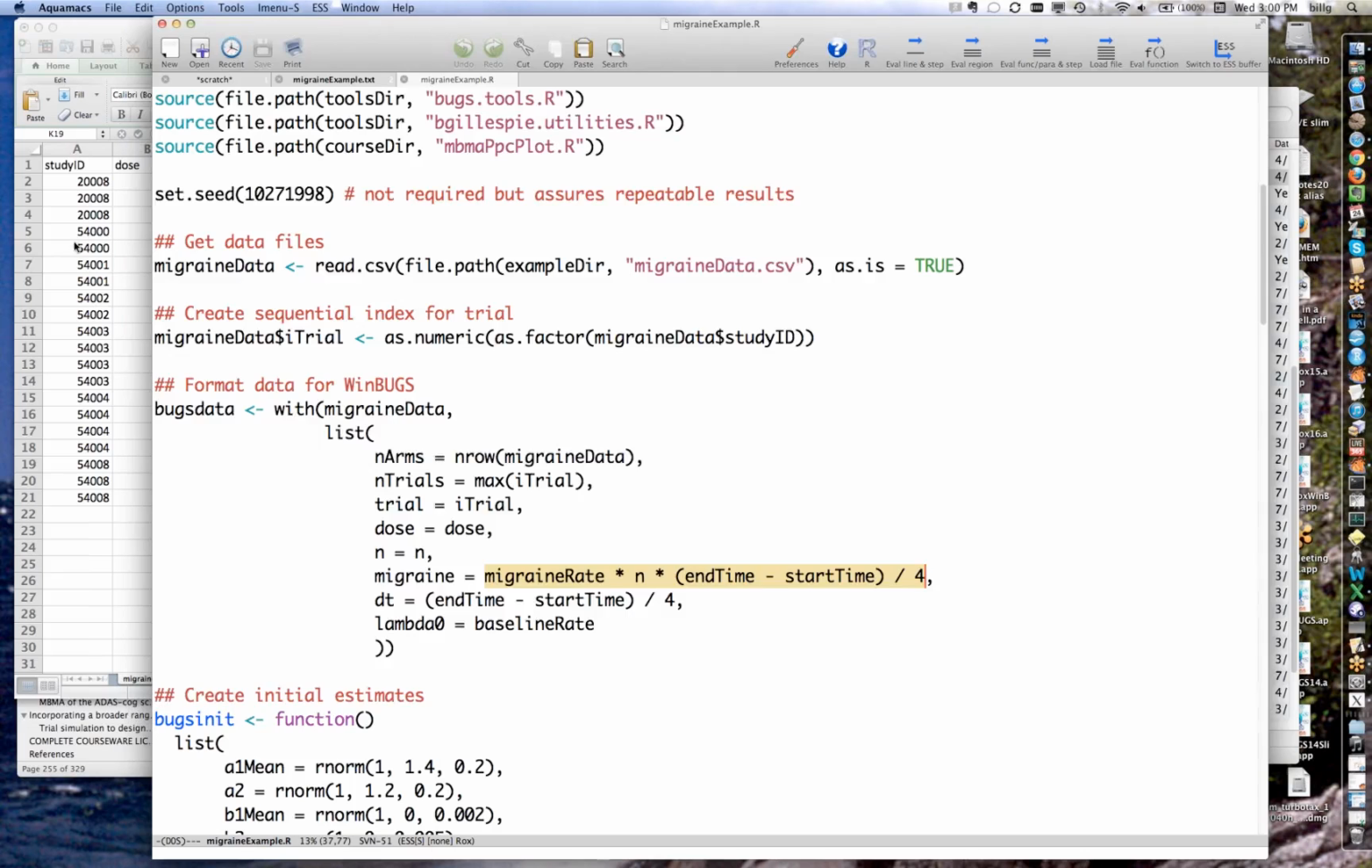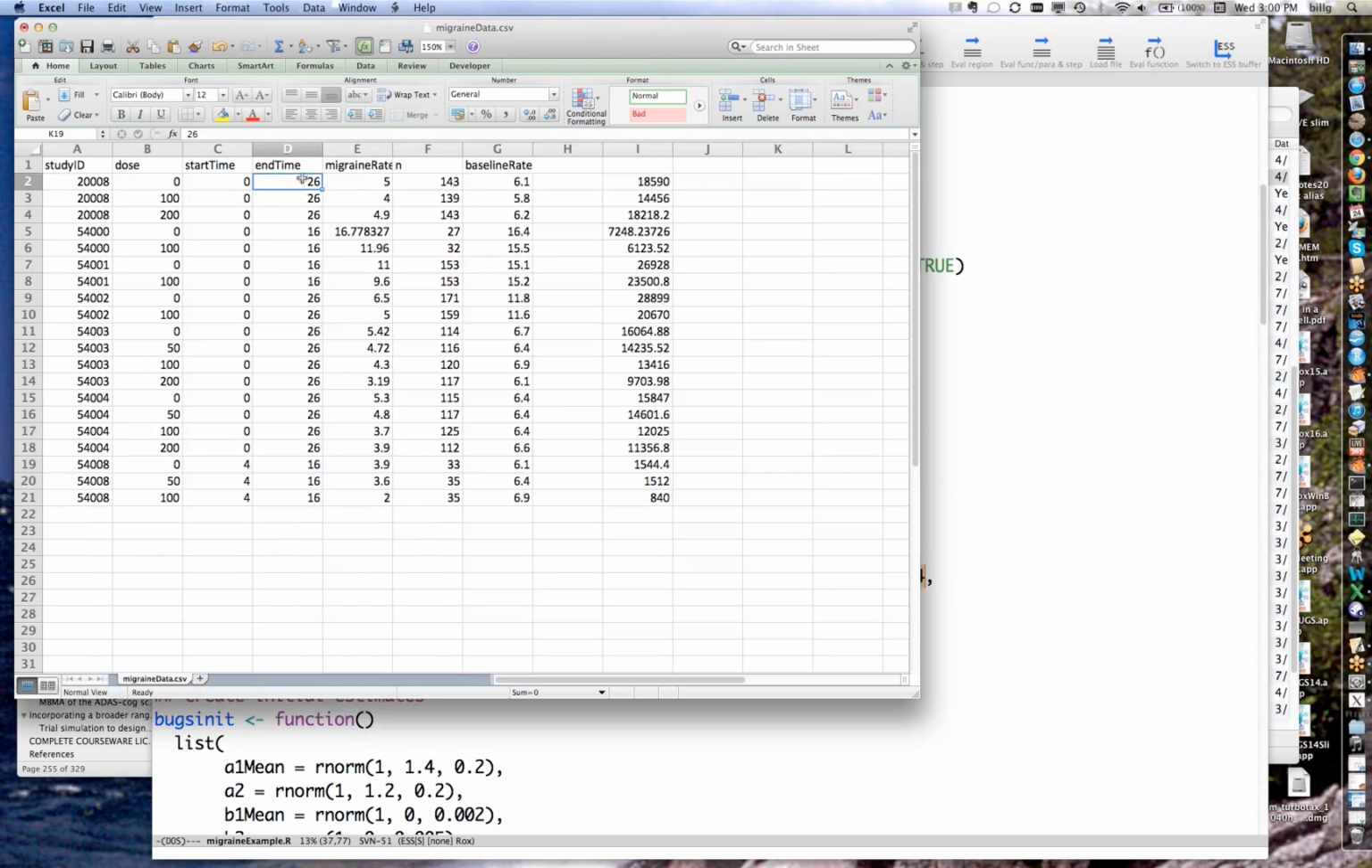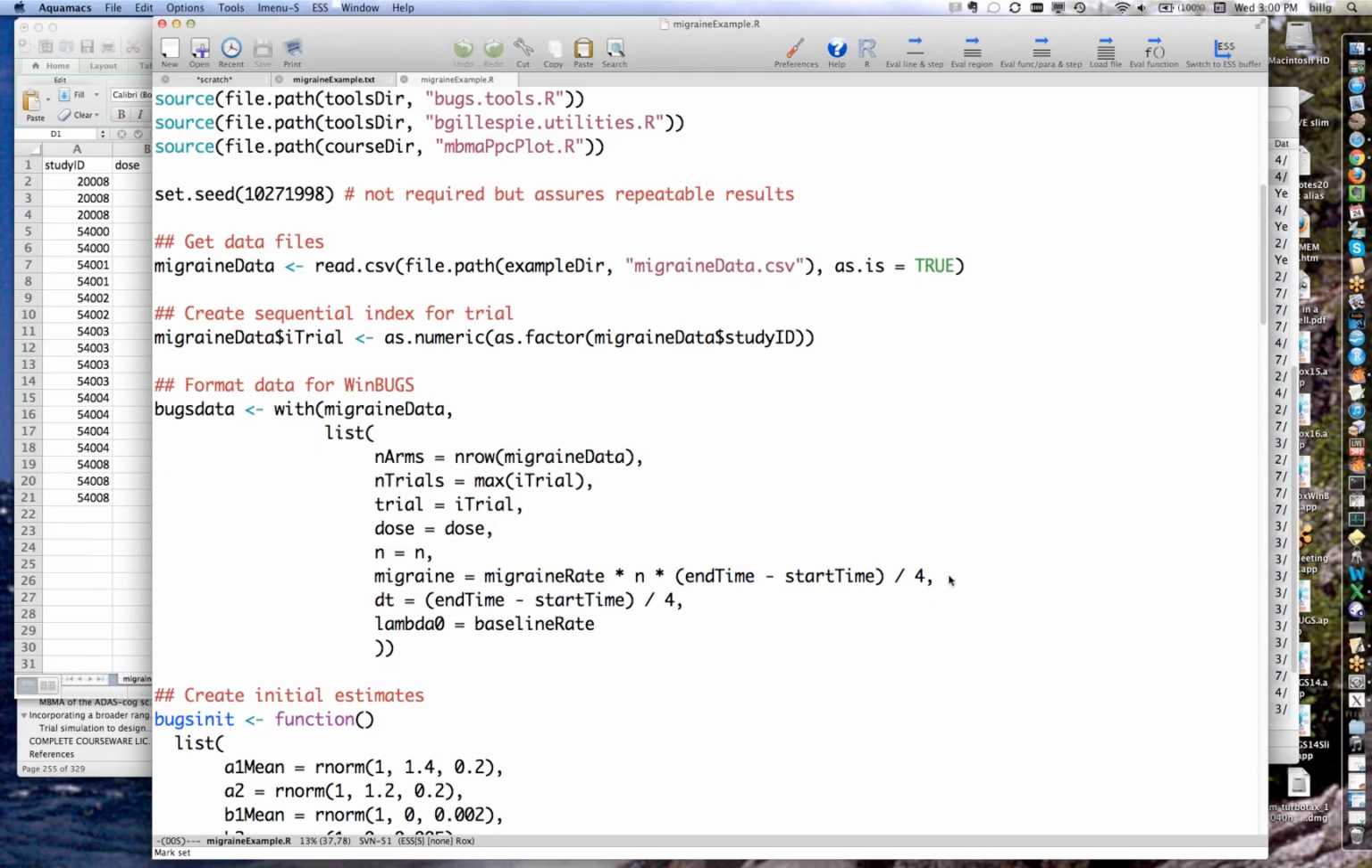Why did I have that? Oh, because these are in weeks. That's why. Actually, I should have divided all of these by 4, so they're not quite as bad as they looked right there. I forgot the units of the time were weeks, so I needed to adjust for that. I was trying to remember why I had divided by 4 here. It's because the rate is in terms of events per month, so I need the time to reflect that in terms of months.